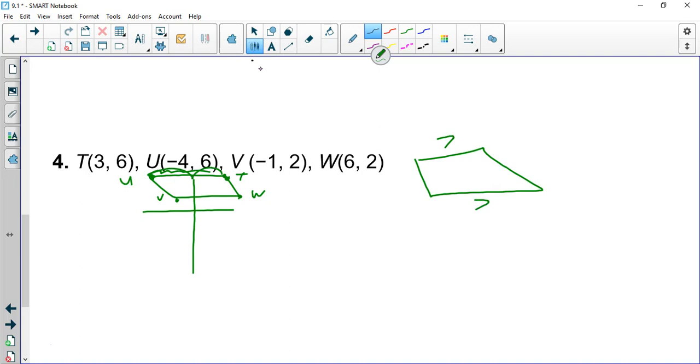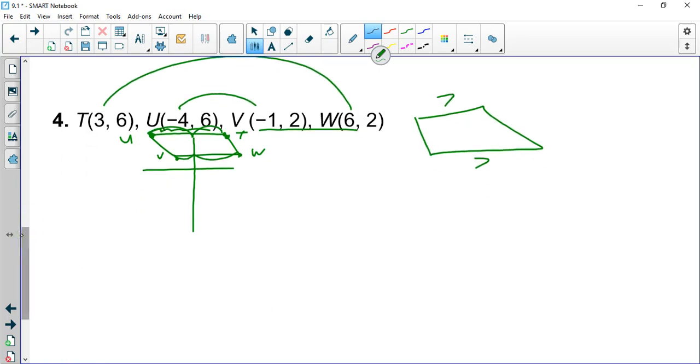Because then we can do that here too. Between these two, negative 1 to 0 is 1 spot, 0 to 6 is 6 spots, so that's 7 on those. So basically, we just need to find the distance between T and W and U and V. We can't assume they're exactly the same. So we have to practice the distance formula twice.